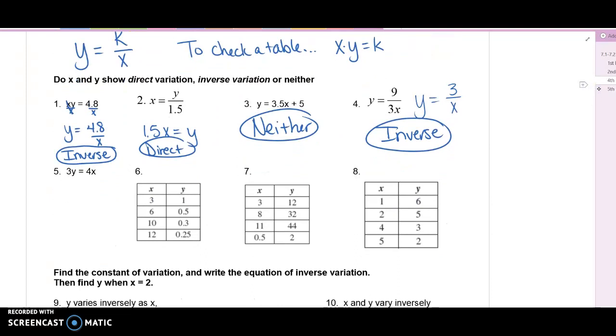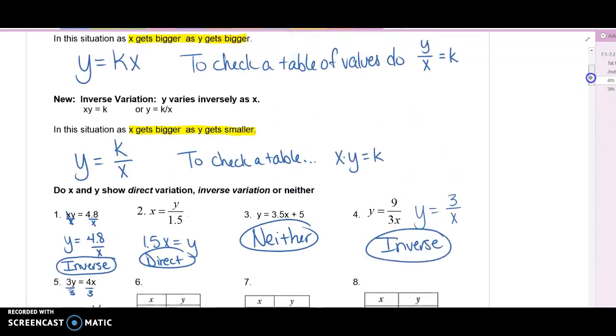Next, 3y equals 4x. We want y by itself, so we would divide both sides by 3. This one's a little bit tricky because there's a fraction involved. But really, 4 divided by 3 is the fraction 4/3. So this is y equals 4/3 times x. Is the x on the bottom? No, so it can't be inverse because the x is not on the bottom. It must be direct.